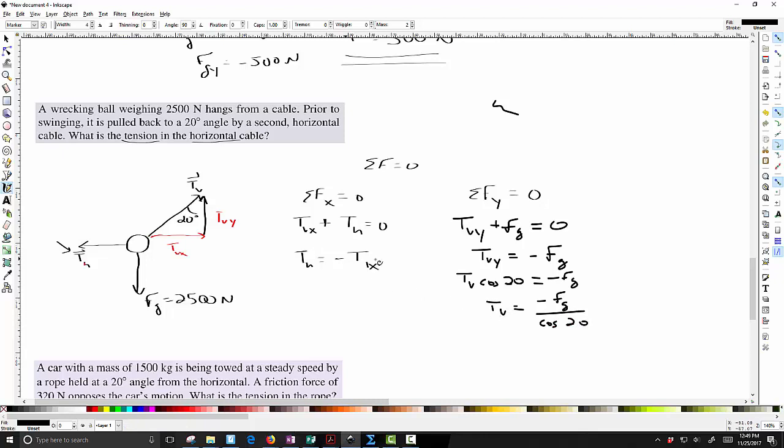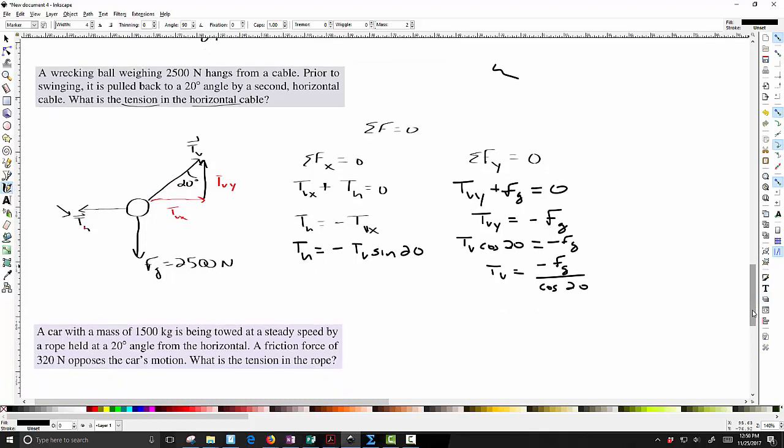But the reason that we're getting at TV is because now I can go back over here and this TV in the x direction, sorry, I put T1. TV in the x direction, well, the tension in the horizontal will be TV sine 20. So all I need to know is TV. So we can plug in our values here. We can plug in the 2500 over cosine. That will give us TV. Then we multiply that by sine 20, and that will tell me TH. I'm not going to finish that because that's pretty much done. It's just calculation.